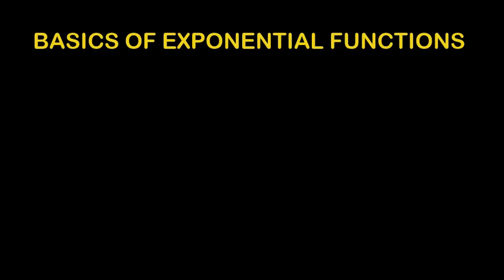Hey guys, in this lesson we will talk about the basics of exponential functions. Exponential functions are the functions that are written in the form of y is equal to b to the power x. So here you will notice that the variable x, or the independent variable, is written as a power. The dependent variable is always outside on the other side of the equal to sign, and b is the base of this power.